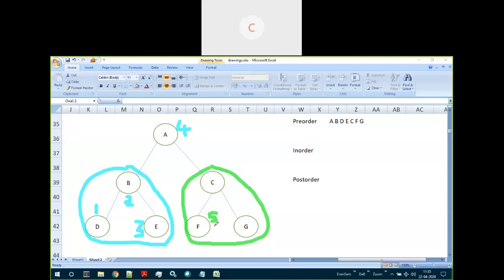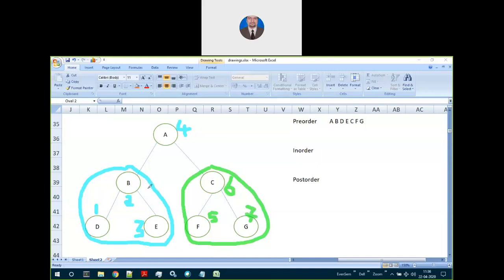Once this F is completed, which particular node should I visit? It is the parent C of this F. Who is the parent of F? C. So C will be visited next. Then at the end, the right one here is G. So G will be visited next.